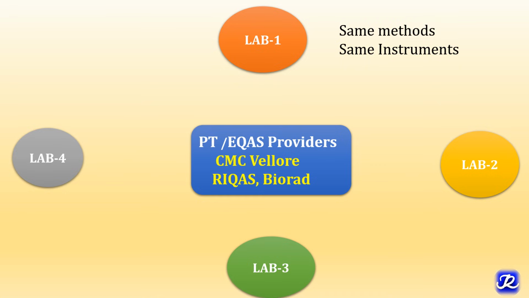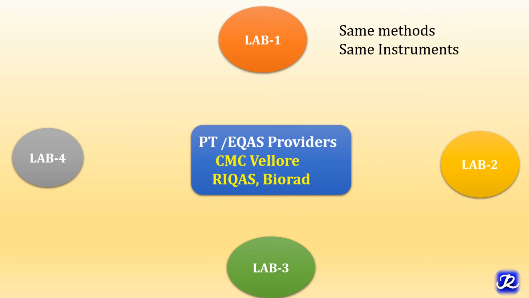So let's try to understand how the external quality assessment scheme works. There is a third outside agency, which is called the EQAS provider. There are some providers like CMC Vellore, Randox International Quality Assessment Scheme, and the BioRad scheme. In our clinical biochemistry laboratory, we use two EQAS schemes, that is CMC Vellore and RIQAS. If we want to see whether the results of our laboratory are comparable with other labs using the same methods and same instruments, whether there is interlaboratory comparison or not, whether our results are accurate or not, we get involved in this EQAS program.